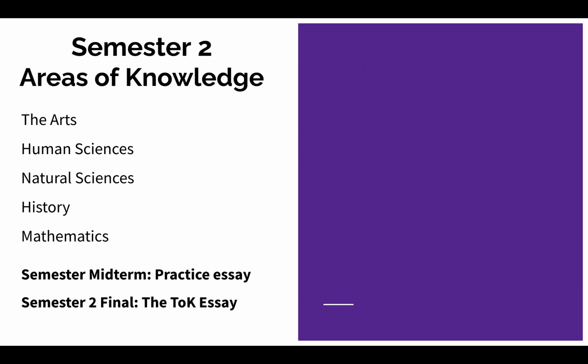In semester 2, we turn our attention to the individual disciplines that we study in school: the arts, human sciences, natural sciences, history, and mathematics. And the semester final for this second semester will be the theory of knowledge essay, which is a 1,600-word essay on a knowledge question provided by IB. And there will be a midterm that will basically be a practice essay.